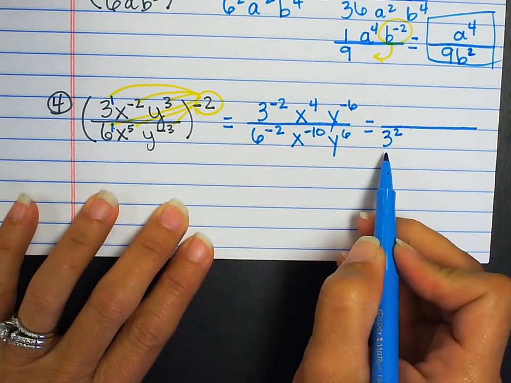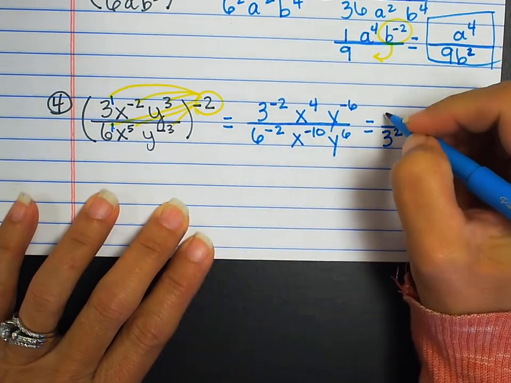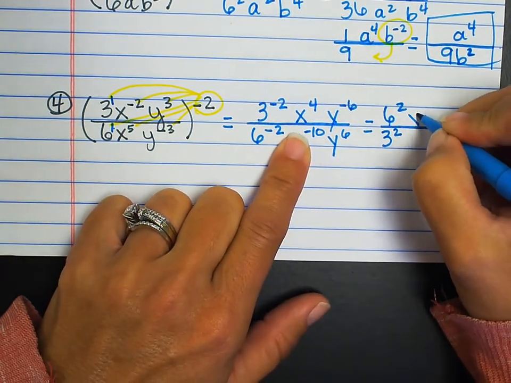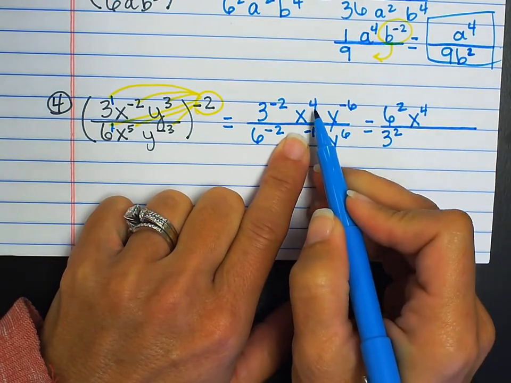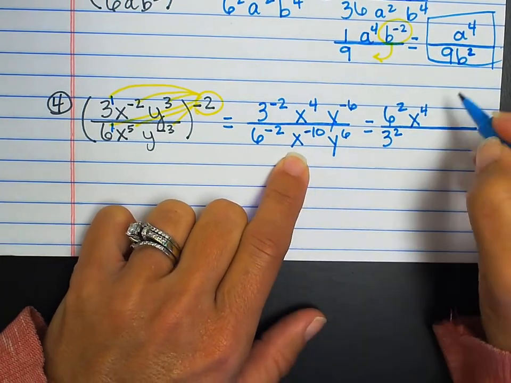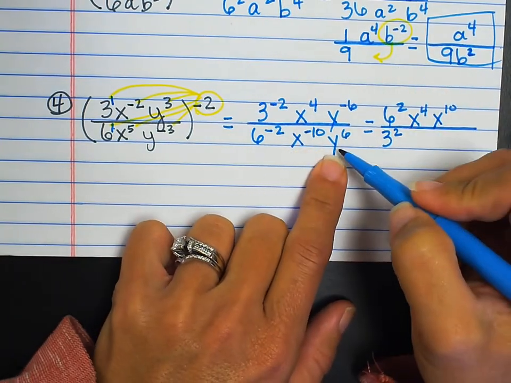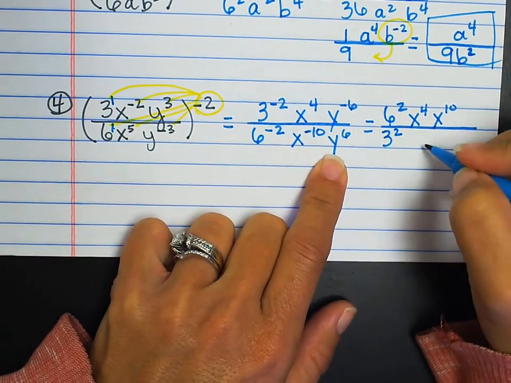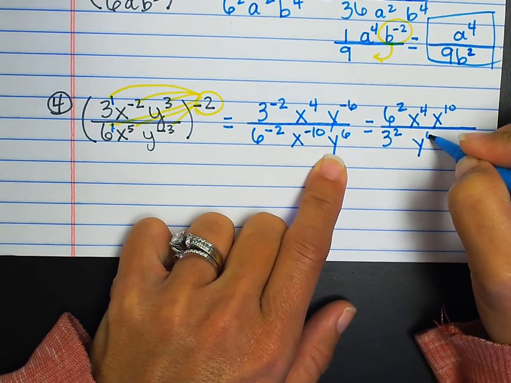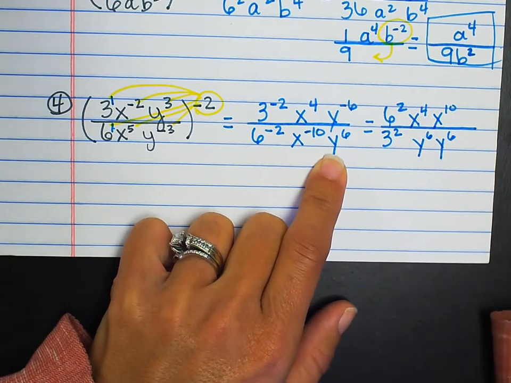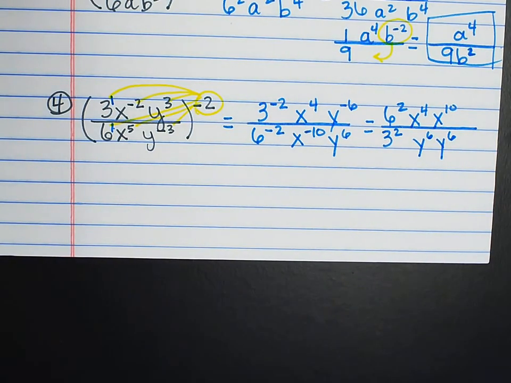The negative went away because it switched places in the fraction. I'm going to move the 6 squared to the top. The x to the 4th is going to stay at the top because it's positive. I don't need to move it. The x to the 10th is going to move to the top. The y to the negative 6 is going to move to the bottom and become positive. The y to the 6 is going to stay on the bottom. It is positive. It doesn't need to move. Now I have all positive exponents.